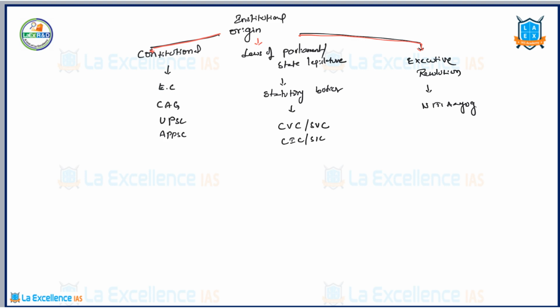Now, by functions, by functionalities, certain institutions are judicial in nature, certain institutions are quasi judicial bodies. Quasi means half, partly. That's why we call quasi. Certain institutions are purely regulatory institutions.